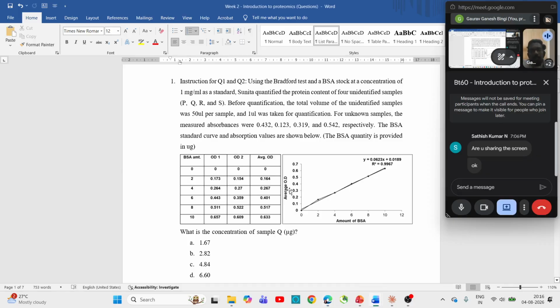So there's a standard curve which is being made using bovine serum albumin by using the Bradford method. These are the samples P, Q, R, S, which show an absorbance of 0.4, 0.1, 0.3, and 0.5. And this is the standard which was made, and the OD was taken twice, and this is the average which was found. Now we need to find the concentration of the sample. If this is the OD for Q, which is 0.123, what would be the concentration of the sample?